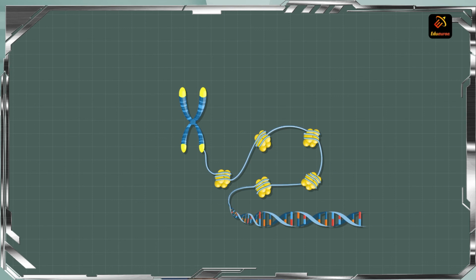This solenoid fiber will undergo further condensation to form a structure called chromatin. And finally chromatin condenses to form a chromatid. Two chromatids join to each other at a point called the centromere. And finally what we get is the structure of the chromosome.